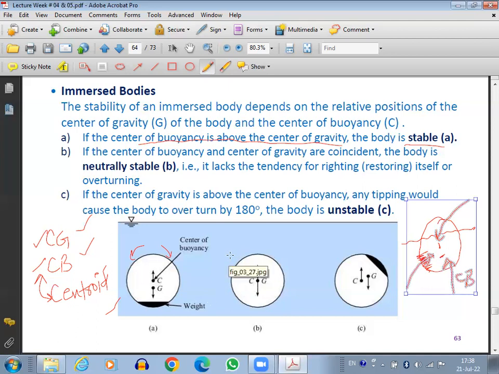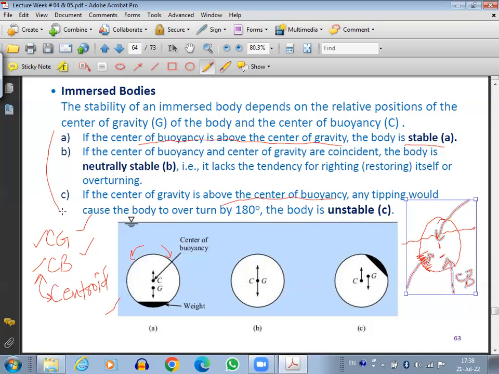Then we have another situation in which the center of gravity is above the center of buoyancy. If G is above C, then this is the unstable condition. If you slightly tilt it, it will rotate about 180 degrees. So these are the three conditions for the immersed bodies.